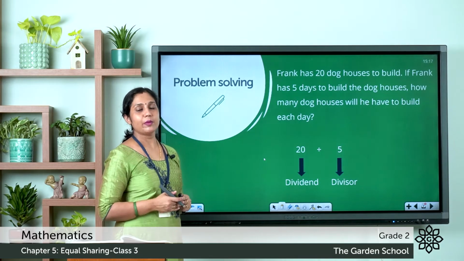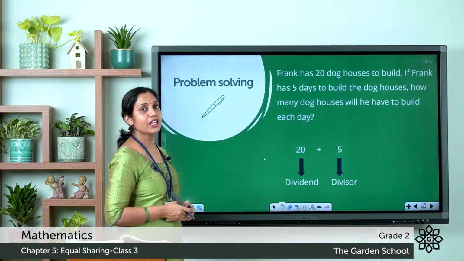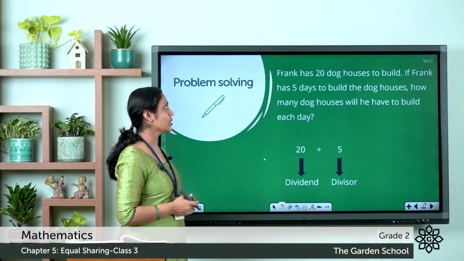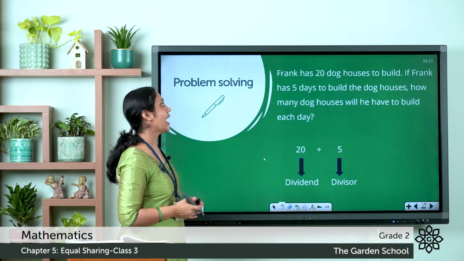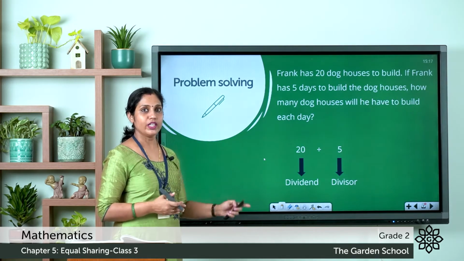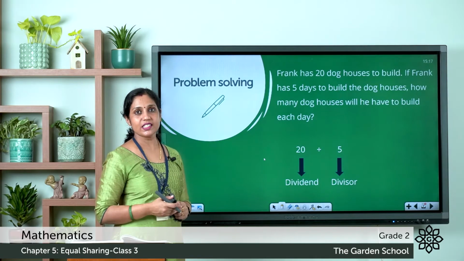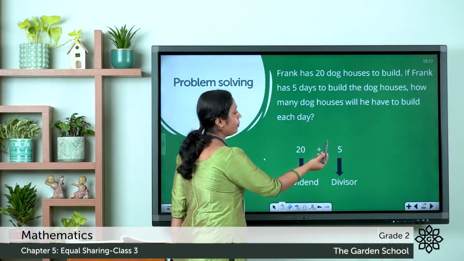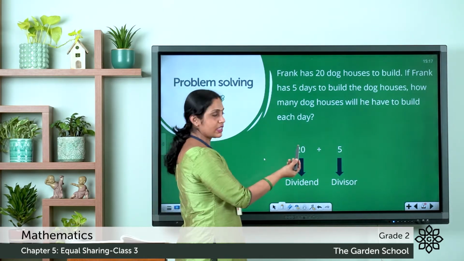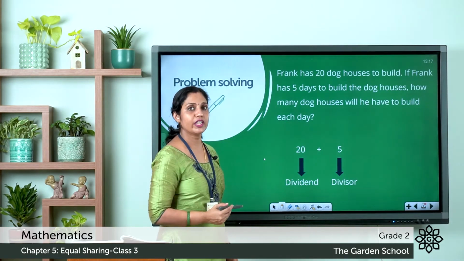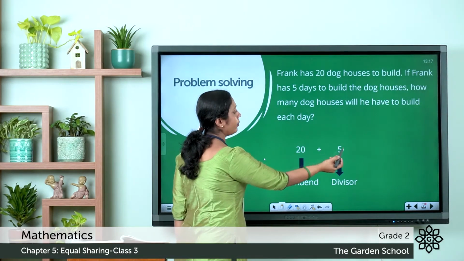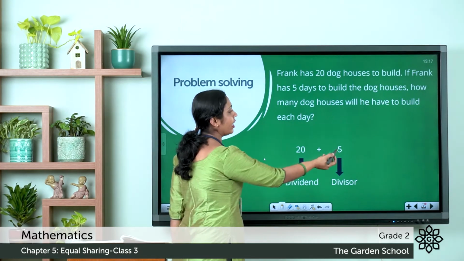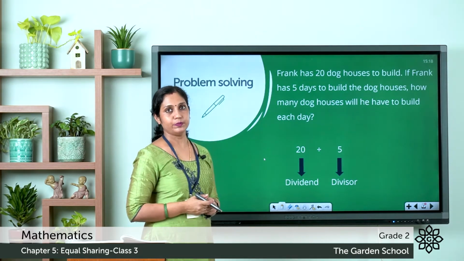So again, let's repeat the same question which we saw before. Frank has 20 dog houses to build. If Frank has 5 days to build the dog houses, how many dog houses will he have to build each day? So here, what is the division sentence? How can we write the division sentence? It is 20 divided by 5. So you can see the symbol for division inserted here. So how can we read this? 20 divided by 5. Here the number 20 is the dividend and 5 is the divisor.